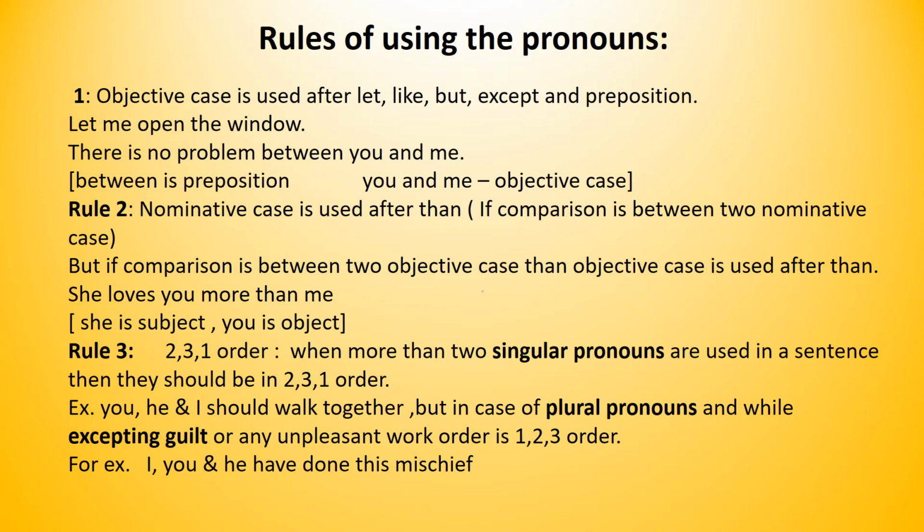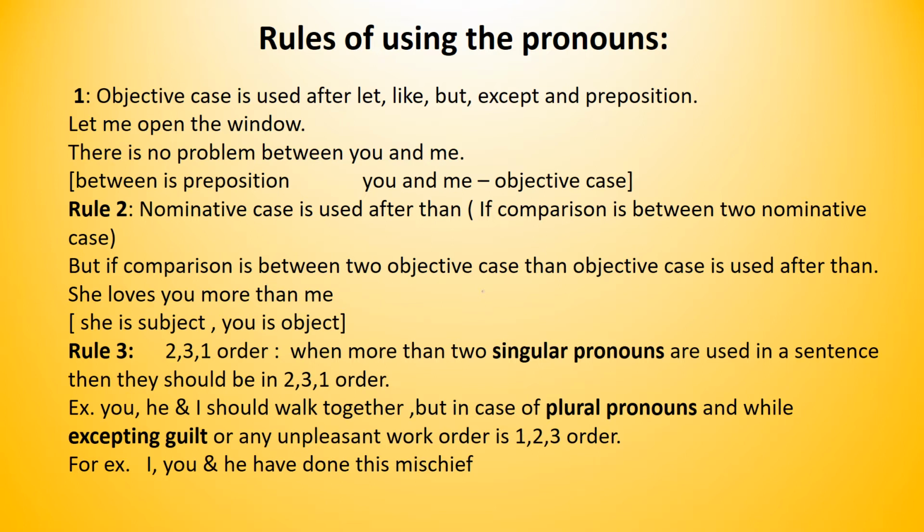Now let's learn the rules of using the pronouns. Number 1. Objective case is used after let, like, but, except and prepositions. For example, let me open the window. Here, me is an objective case. The same way, one more example, there is no problem between you and me. Between is a preposition. So you and me are in objective case.